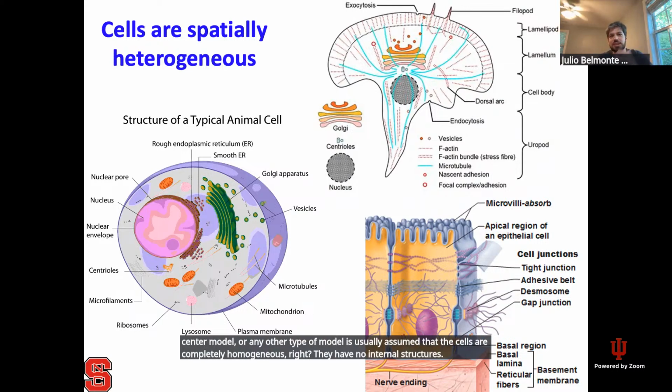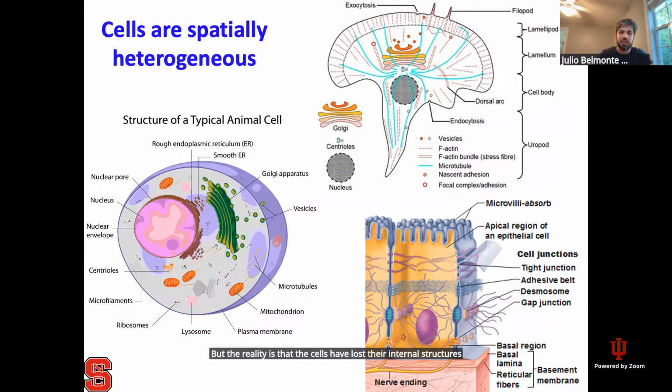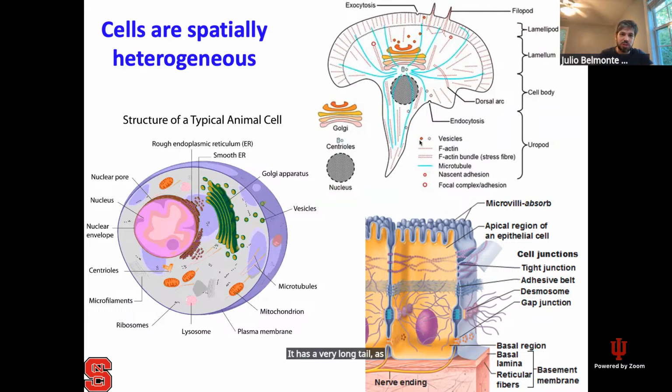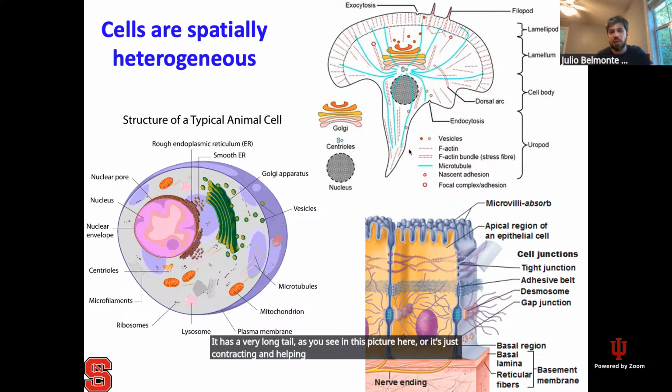But the reality is that the cells have lots of internal structures, right? They have a nucleus, they have a cytoplasm, they have a Golgi apparatus on one side, the actin cytoskeleton may be more enriched on one side versus the other. If the cells are crawling, there's a clear front and an end. Sometimes the end has a very long tail, as you see in this picture here, or is just contracting and helping the cell to move forward. And if the cells are in an epithelium, right, then they have very well structured components.